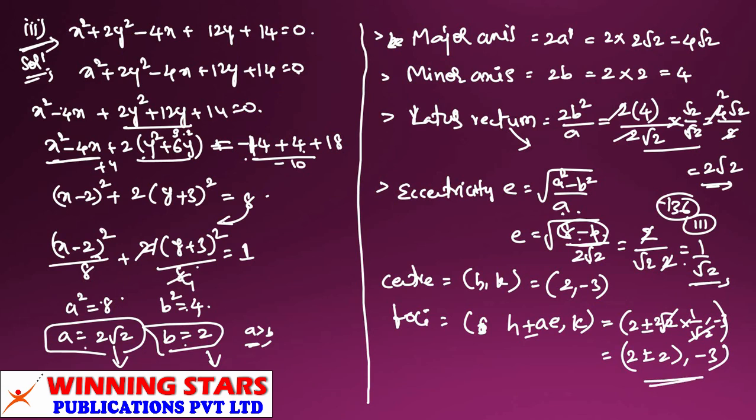After that, what we have to find? So this plus or minus 2 means 4 comma minus 3 will come once, and 0 comma minus 3 will come once.